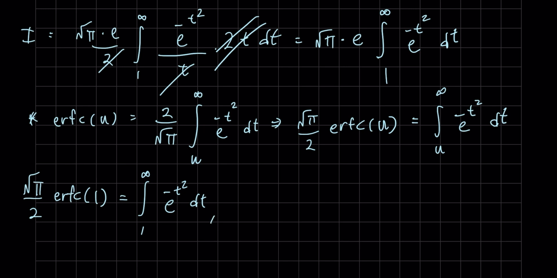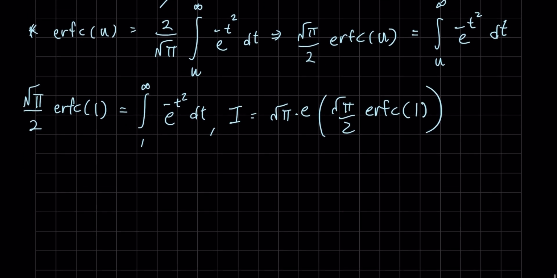So we're going to be left with I is the square root of pi times e times the square root of pi over 2 times the complementary error function at 1. And so therefore I is pi times e over 2 times the complementary error function at 1. So that is the final result to this integral.